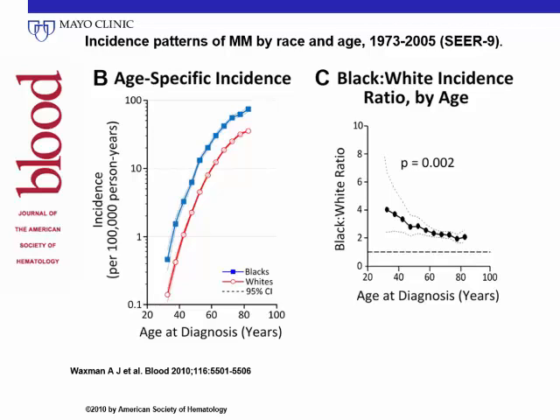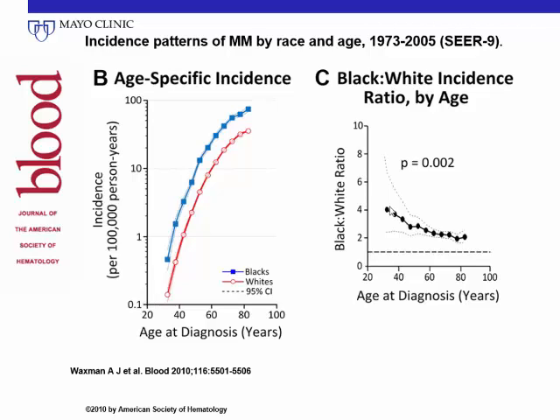And this slide shows you the age-specific incidence, the red is white, blue is black, and you can see that at every age there is a higher risk of multiple myeloma in blacks compared with whites. And this is the relative risk here. There's a twofold higher risk of myeloma in blacks compared with whites. And in the younger age group, if you take 40-year-olds in the United States, the risk of multiple myeloma in blacks is like 3-4 times higher.